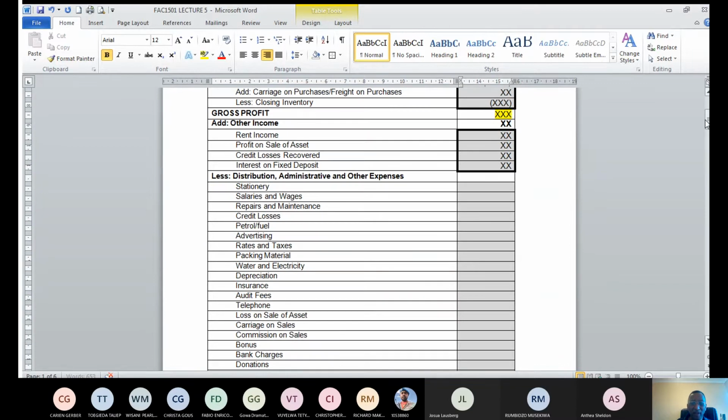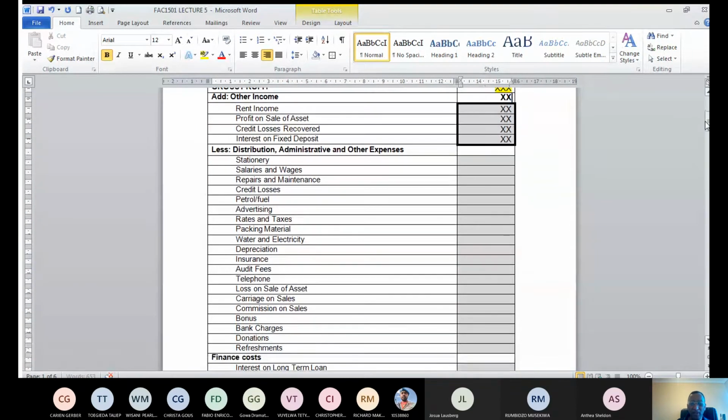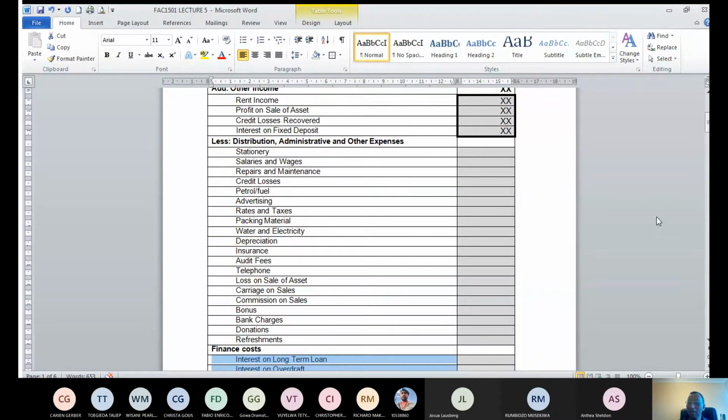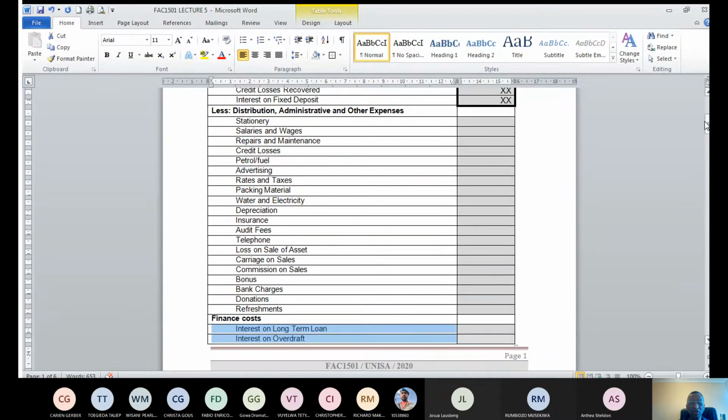Now we're going to deal with our expenses. Under your expenses, remember, it's now the nominal accounts with the debit balances. We've got two groups of expenses. We've got distribution, administrative, and other expenses, and we have got finance costs. Under your finance cost will go your interest. So it could be interest on loan, or it could be interest on overdraft. All the other expenses you list down as distribution, administrative, and other expenses.